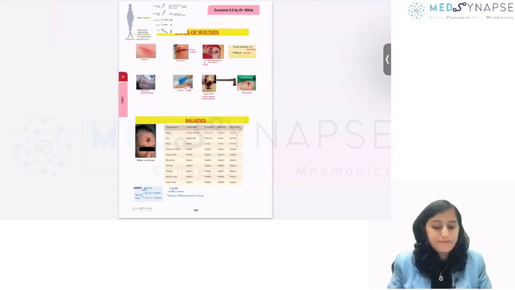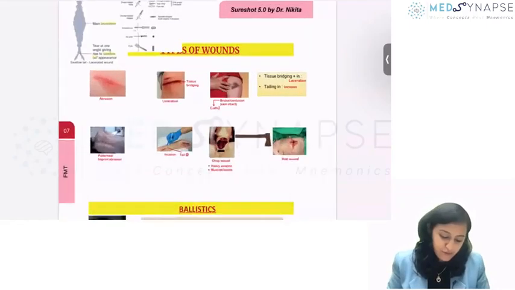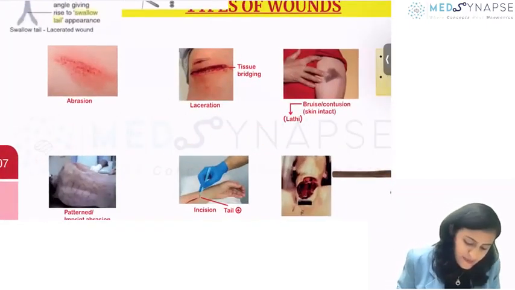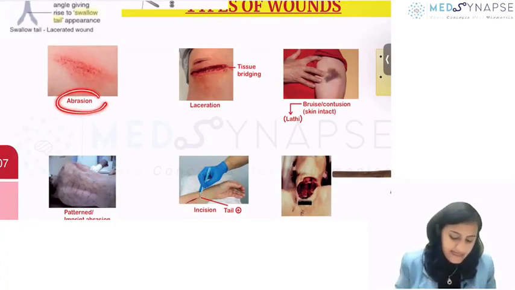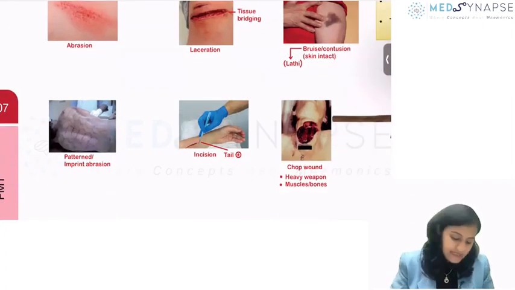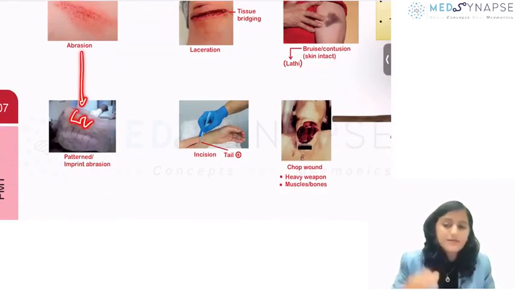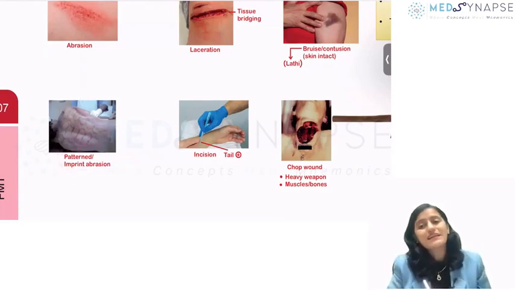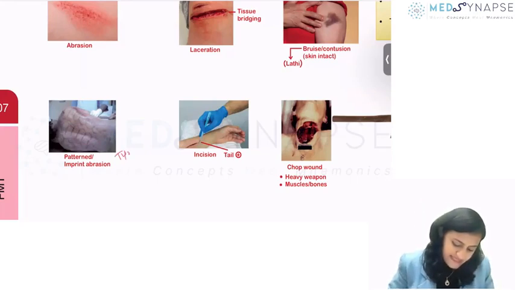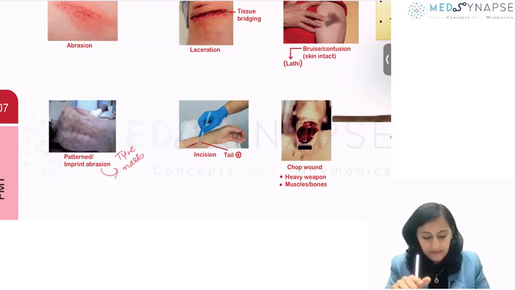Going to the next one, the types of wounds, right? This one, which is just a kharoch, what they call a scratch, that's basically an abrasion. The type of abrasion where you see the marking, the imprint, is called pattern or imprint abrasion. So for example, these tire marks, that is pattern or imprint abrasion.